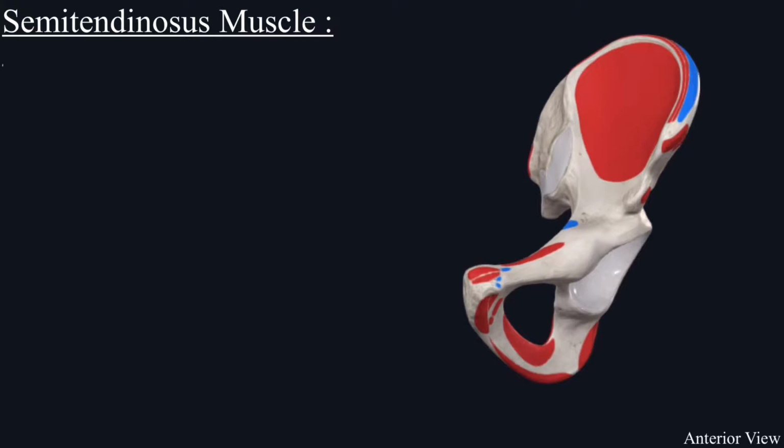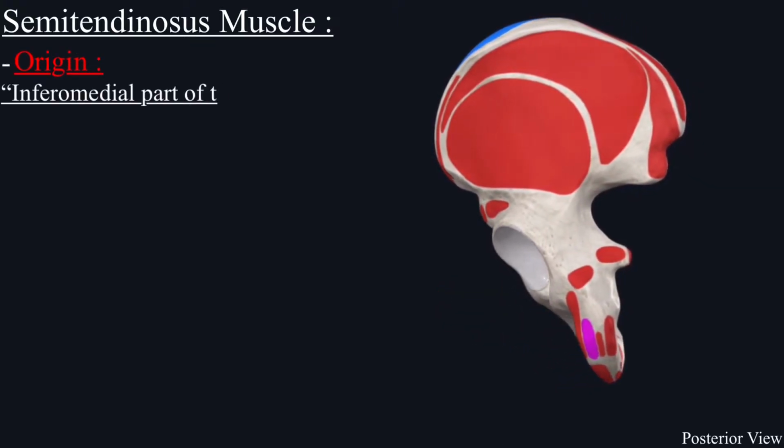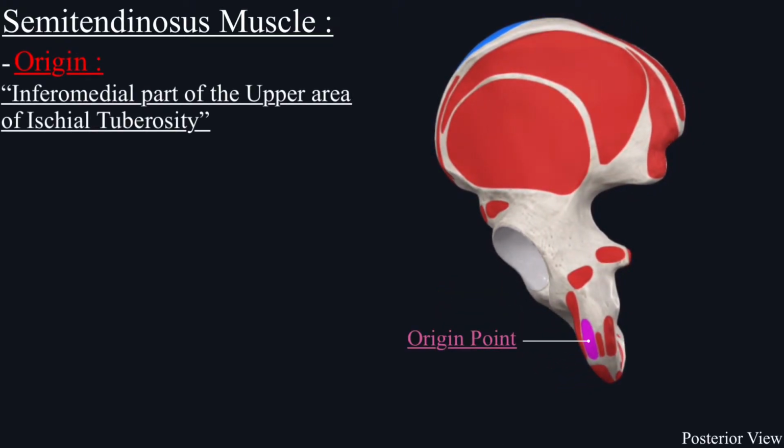This muscle originates from the infero-medial part of the upper area of ischial tuberosity, the same area from where the long head of the biceps femoris muscle originates.